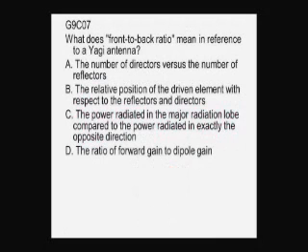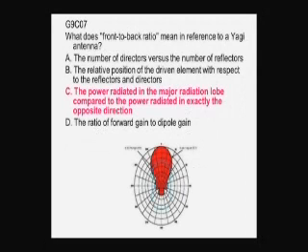What does front to back ratio mean in reference to a Yagi antenna? The front to back ratio is the power radiated in the major radiation lobe, that's this right here, the front of the antenna, compared to the power radiated in exactly the opposite direction. So you're comparing this power to this power, and that's a ratio. It's expressed in decibels: the front gain to the back gain of the antenna, front to back ratio.